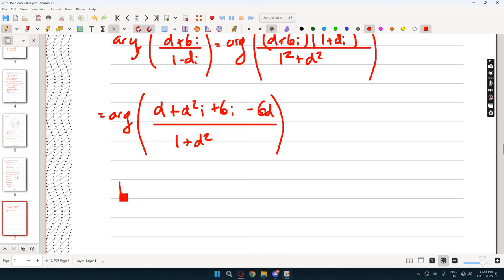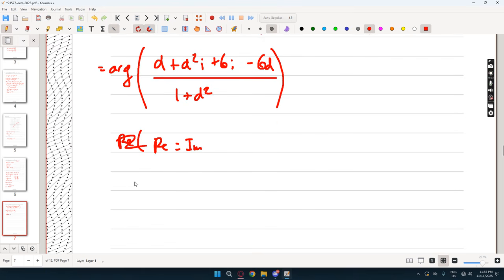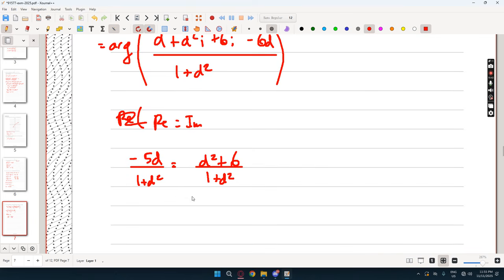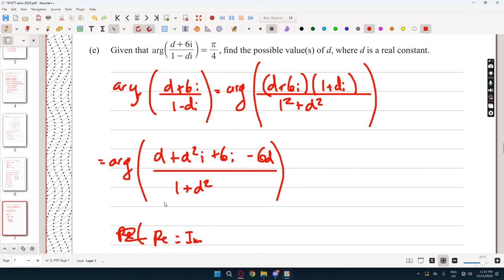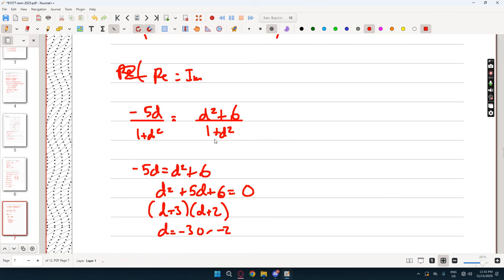If that's going to be found for the real part, the real equals imaginary, right? So that means that minus 5d on 1 plus d squared has to equal d squared plus 6 on 1 plus d squared. So minus 5d equals d squared plus 6, d squared plus 5d plus 6 equals 0, d plus 3, d plus 2, d equals minus 3 or minus 2. One of those answers will give a false answer because it'll actually be an argument of minus 3 pi on 4. No, minus 5 pi on 4.